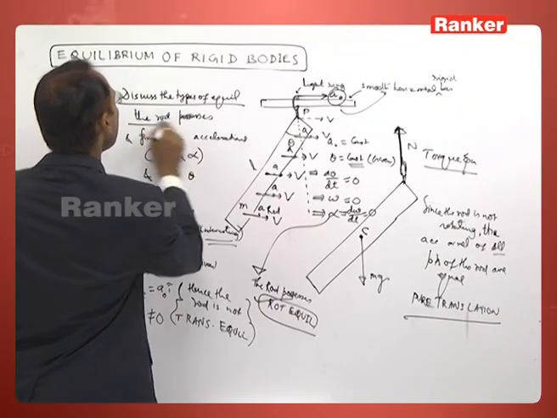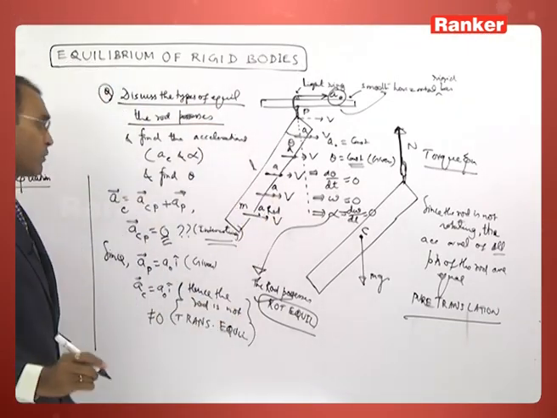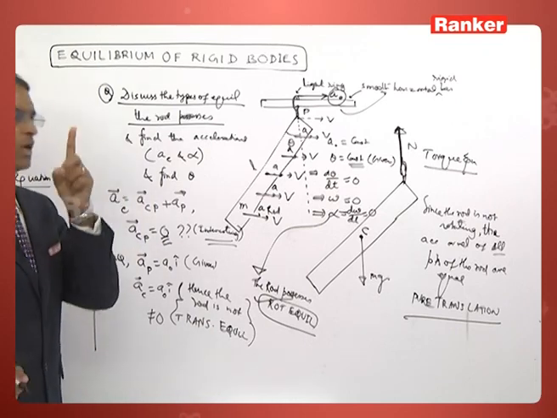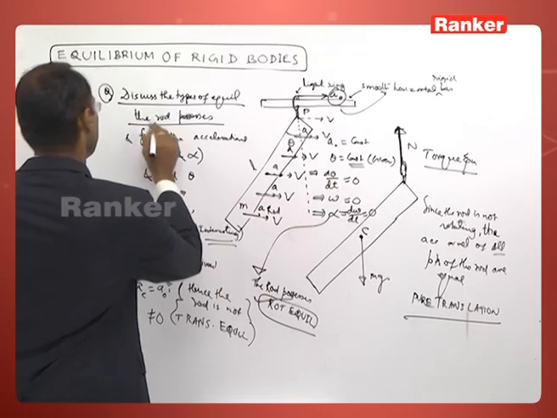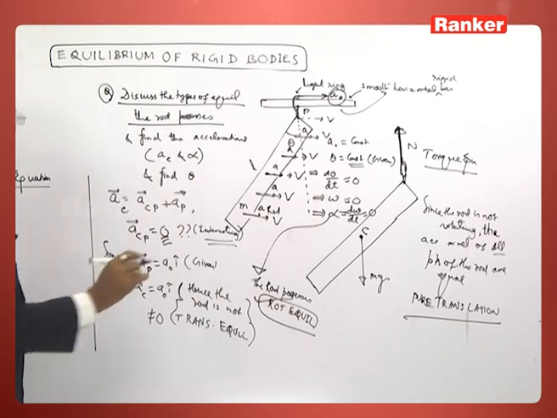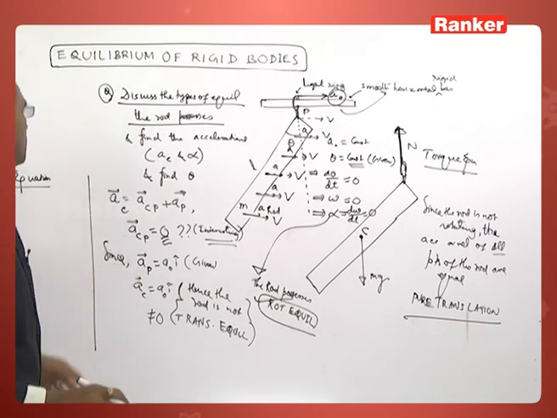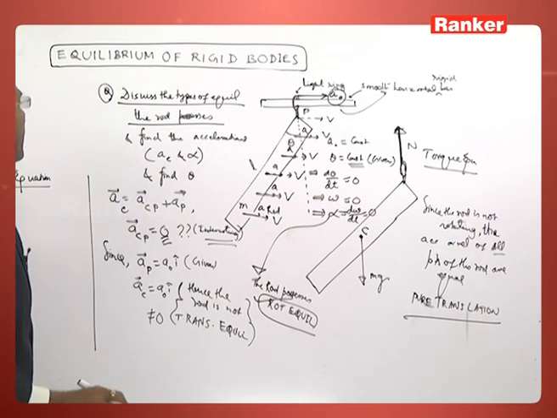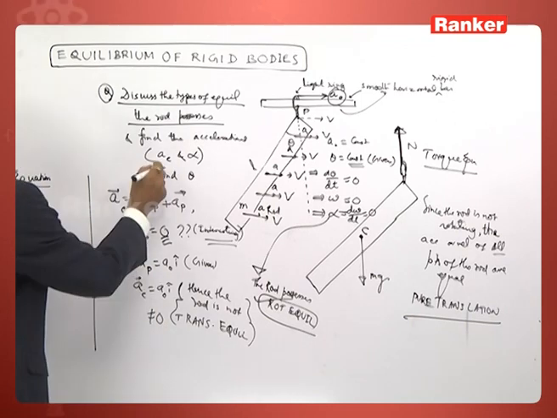Discuss the types of equilibrium the rod possesses. The rod possesses only rotational equilibrium. The first part of this question has been answered. Let us come to the second part. Accelerations. A C is equal to how much?